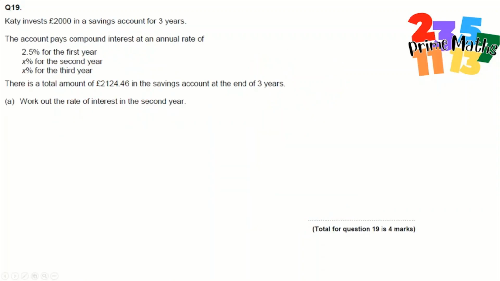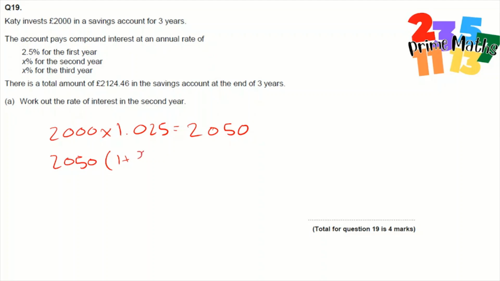Question 19 is a percentage question. Part of this is working backwards, so we're going to write down the information that we know. So Katie originally invests £2,000, and in the first year she gets 2.5% interest. After the first year, that gives her £2,050. It then says she gets x% for the second and third year. So we know in the second and third year we are multiplying by 1 plus our percentage to the power of 2. It tells us there's a total amount of £2,124.46 at the end of the 3 years.